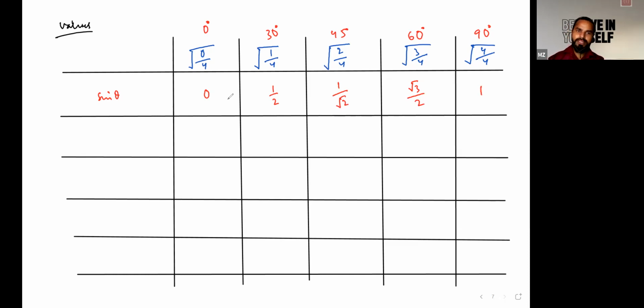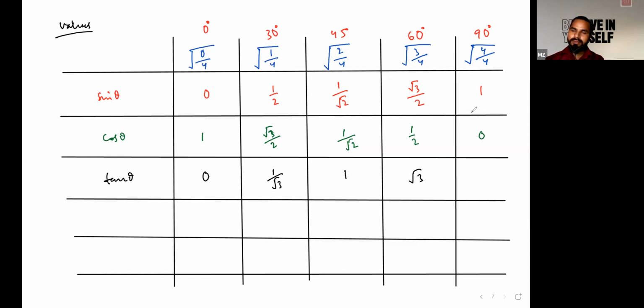For cos theta, just reverse this particular sequence. So here we have 1, so it will be 1. Here we have root 3 by 2, so it will be root 3 by 2. Then it will be 1 by root 2, 1 by 2, and 0. The third part is to define tan theta. Tan theta is nothing but the ratio of sine theta and cos theta. So just divide these two values. It will be 0, then 1 by root 3, then 1, then root 3.